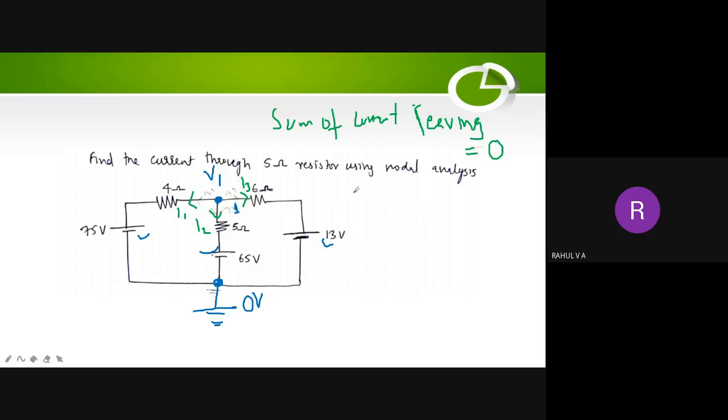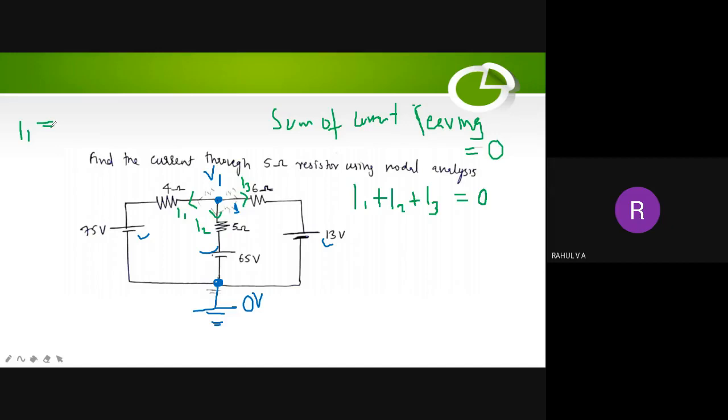So I can rewrite this equation. Sum of current leaving the node: I1 is leaving away from the node, I2 also leaving away from the node, plus I3 also leaving away from the node. So it is I1 plus I2 plus I3 is equal to 0. Now, what is this I1? So, check for the potential difference across the 4 ohm resistor. I1 is the current which is flowing through the 4 ohm resistor.